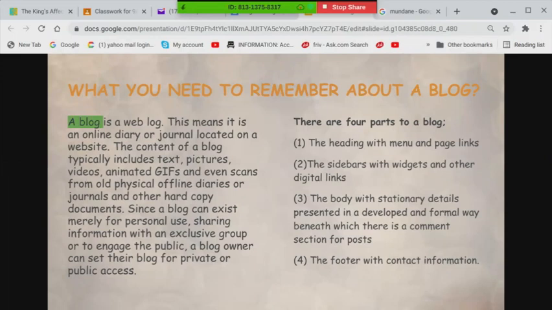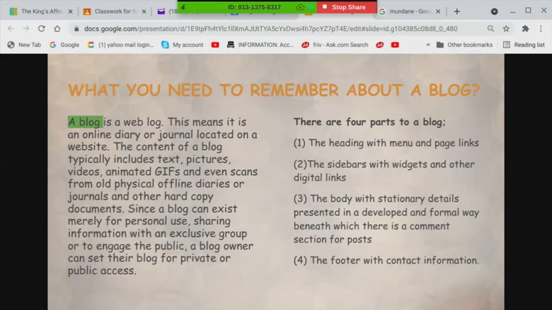So a blog is really a web log. So it's kind of like an online diary or a journal that is usually on a website. And we know it's on a website because up here in the URL, we see www. Now, in a blog, you can have text, pictures, videos, GIFs, animations, and some copied information. And if it's a personalized blog, the settings could either be presented to the public or privately.